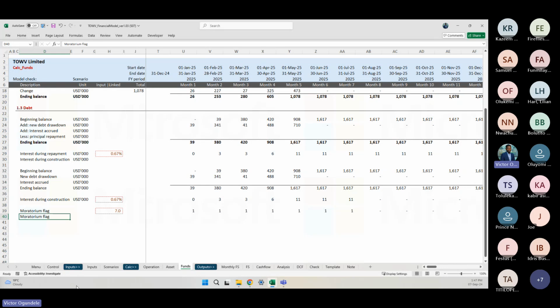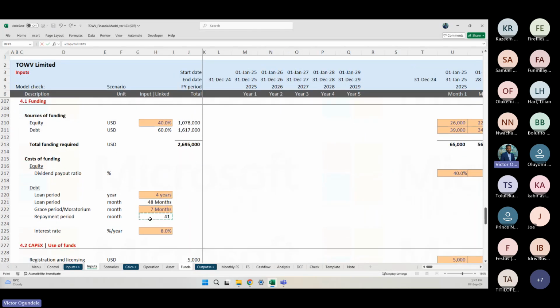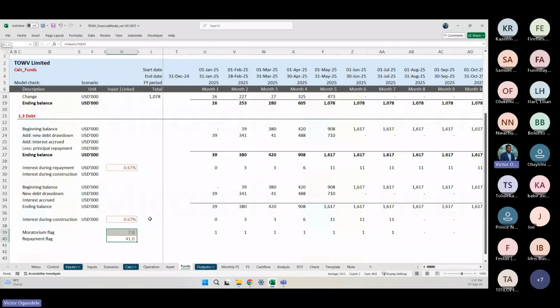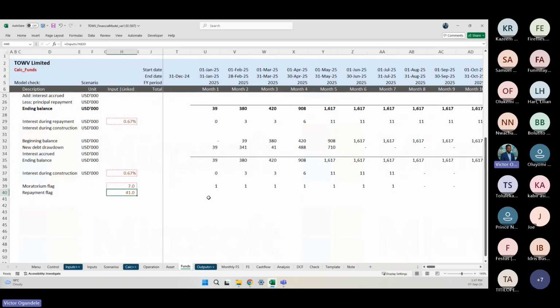The second flag will now be the repayment flag, right? And I also link that. So for the repayment flag, I will link that to my repayment period, which is 41. So this will be our repayment flag. Now let's create our flag for the repayment period.